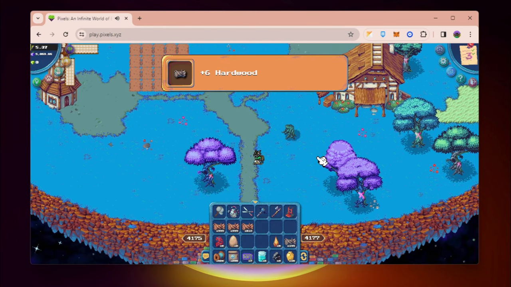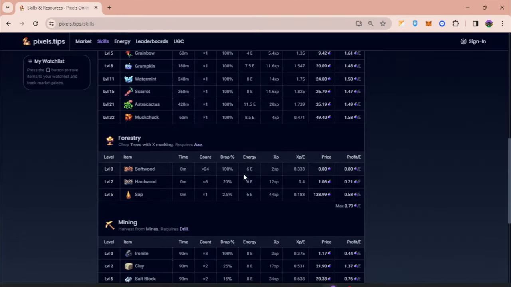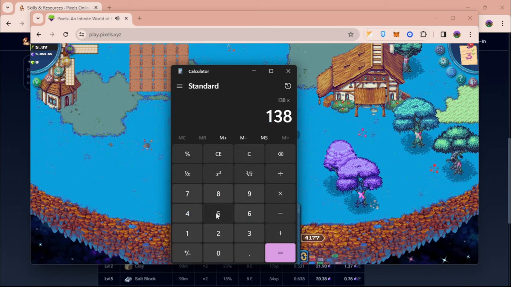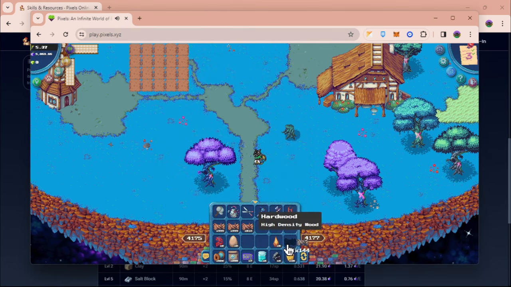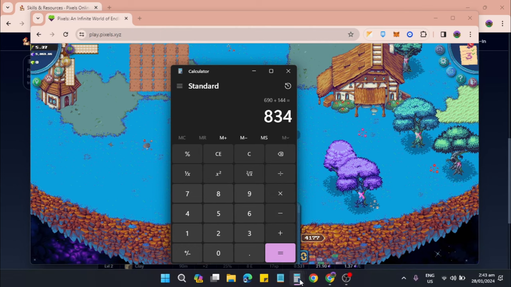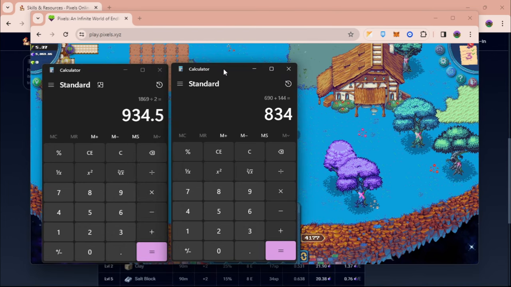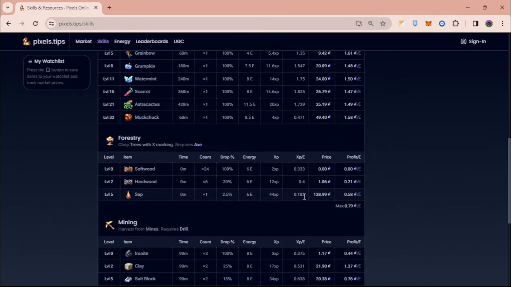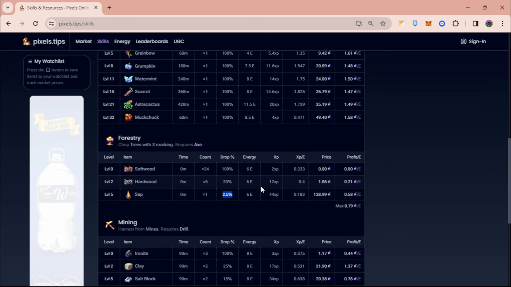Okay, so let's calculate everything, guys. The current price right now of sap is around 138. So we only have 5, plus the hardwood around 144. So just 834 berries that I earned today from farming sap. Around 100 berries difference. It would have turned out better if we had a higher rate for sap drops, but as of now we only have a 2.5% drop rate for this, and sometimes even worse. Sometimes you get more, so it really depends.